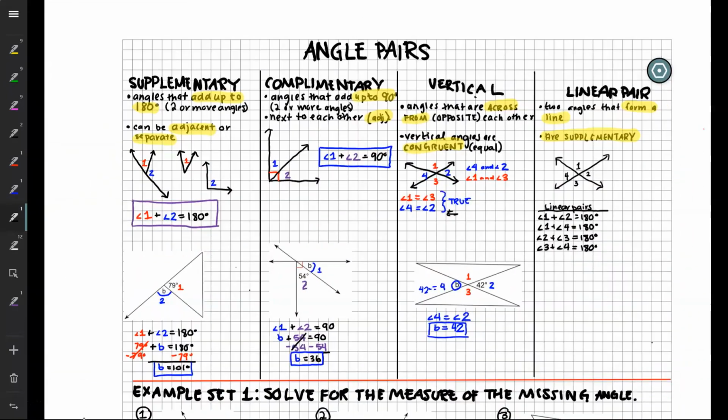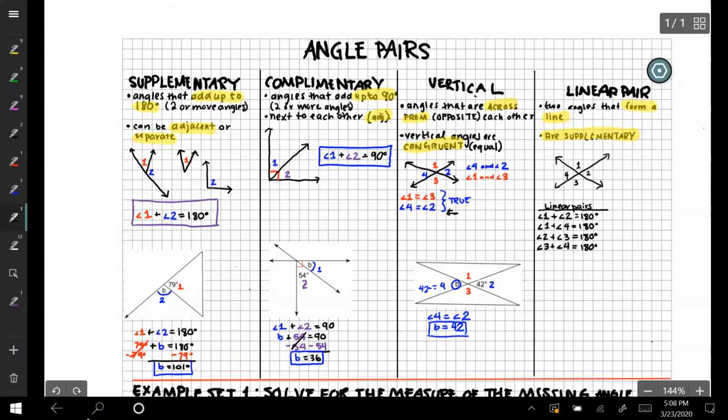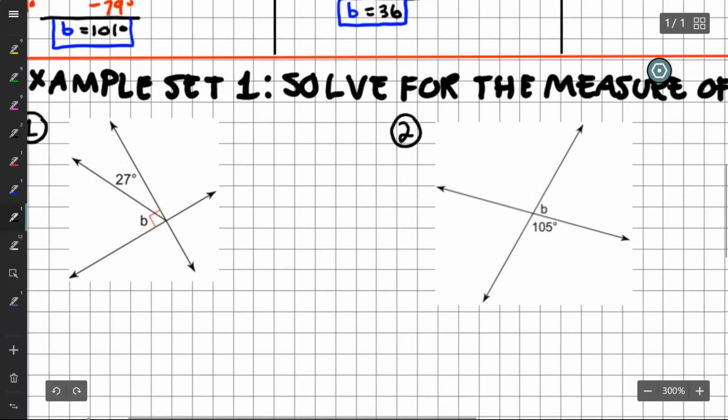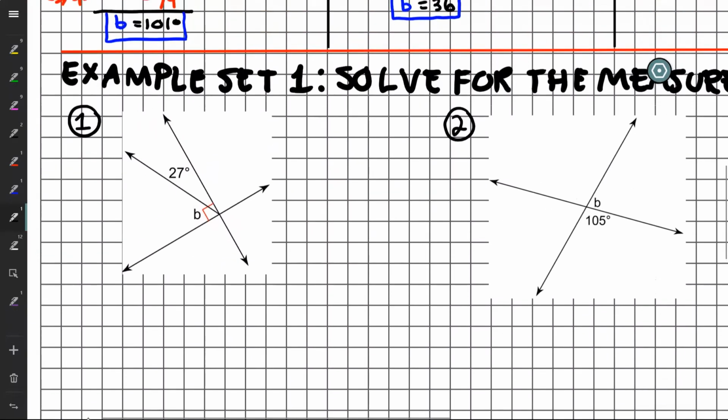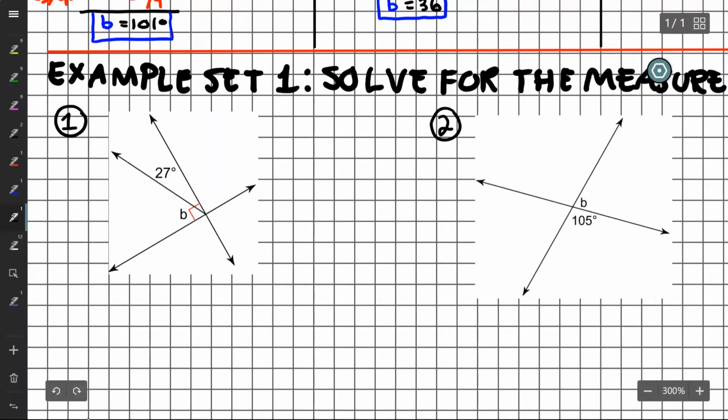Alright, so now that we have our notes, we're going to go ahead and move on to some examples. So for example set 1, we're going to do the same thing as we did for the notes and just solve for the measures of the missing angles. So we're going to start with number 1. So first thing we have to do is identify any information that the problem gives us. So here I see that red box, and that red box means that this is 90 degrees or a right angle, which means that these two angles are complementary.